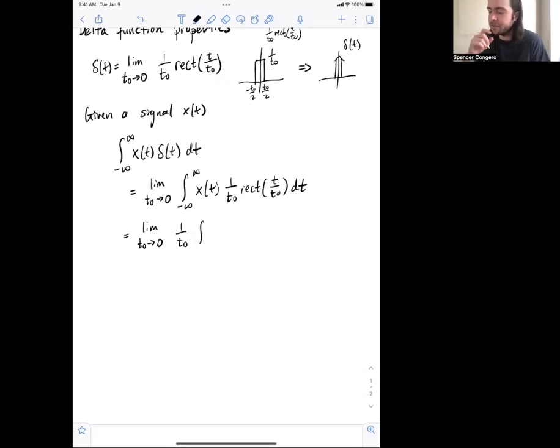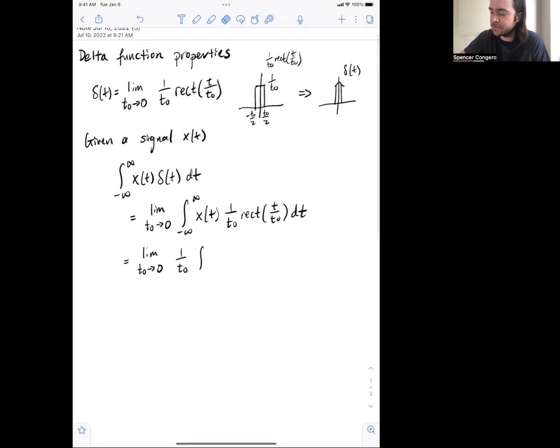And now what am I going to do to limits? Well, this rect function is 0 unless t is between negative t naught over 2 and t naught over 2. So this function is 0 most of the time. The only time it's not is when t is between negative t naught over 2 and t naught over 2, in which case that function equals 1 over t naught, but I took that outside, so inside the integral it's just 1, and all I'm left with is x of t.